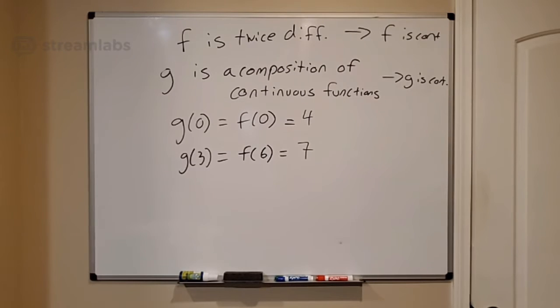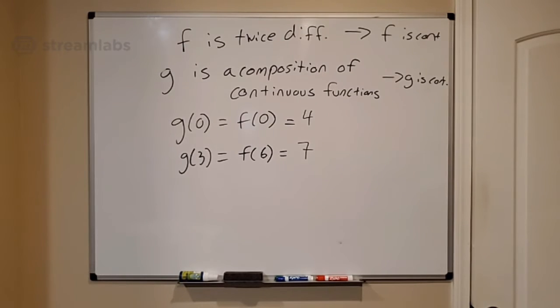Now, could it take on values like, let's say 10? Could a value be 10 in there? The answer is yes, it could. Do you know what happens between 0 and 3? Do you know what g looks like? Do you know the function? Can you say for sure? No.